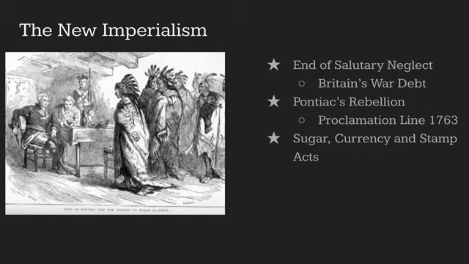The Sugar Act of 1764. That was one of the first taxes that Britain instituted after salutary neglect. It was a tax on sugar to reduce illegal trade and smuggling. This lowered the cost of an older version of the tax and established vice admiralty courts, which were courts that were set up for smugglers and to try smugglers. These weren't fair. They were given no trial by jury, and people would be guilty until proven innocent.